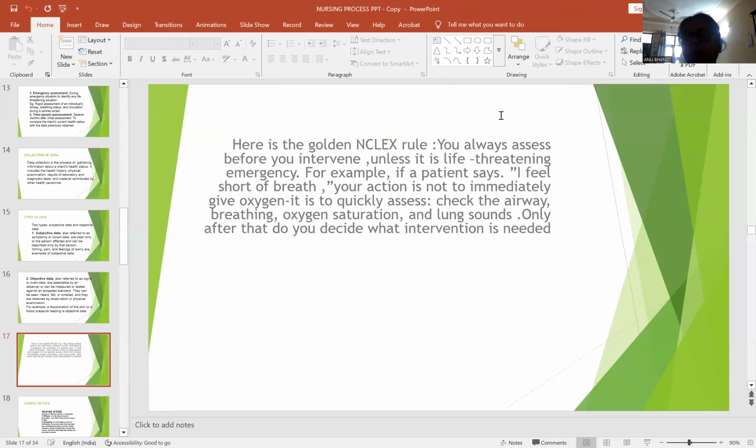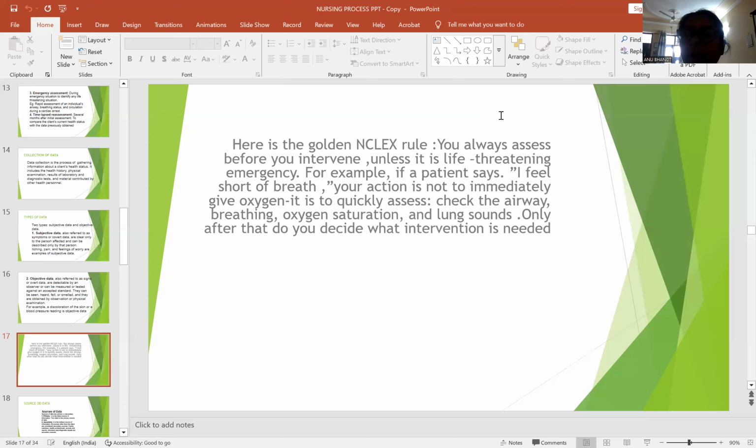For example, if a patient says, "I feel shortness of breath," your action is not to immediately give oxygen to the patient. What you have to do first is check the airway, breathing and circulation, and lung sounds. Only after that, you decide what we have to do. That is the main purpose of the nursing process.